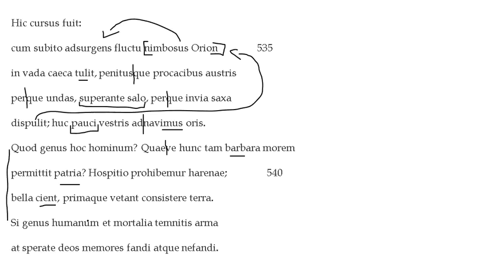All right, if it is a human race, et mortalia temnitis arma, at sperate, here second person plural imperative, and he doesn't literally mean hope that the gods are remembering, but something more like consider that they are remembering fandi atque nefandi. All right. So, and note also, I should add that, remember, fandi and nefandi, those are related to for, fari, fatus. All right. Any questions? Ask me in class.